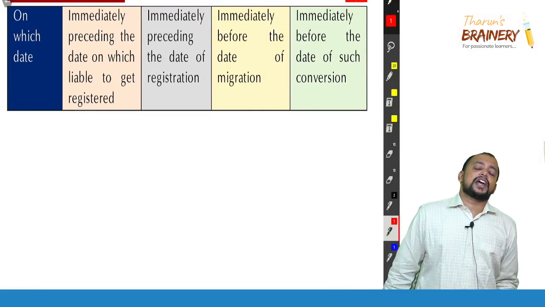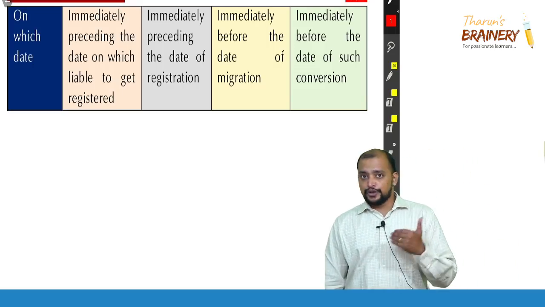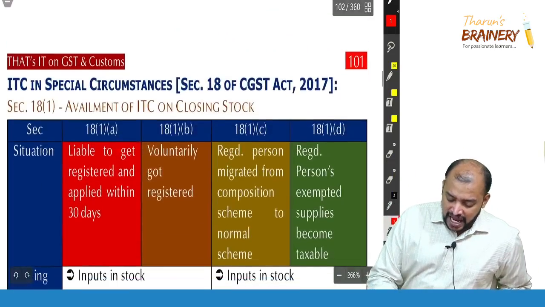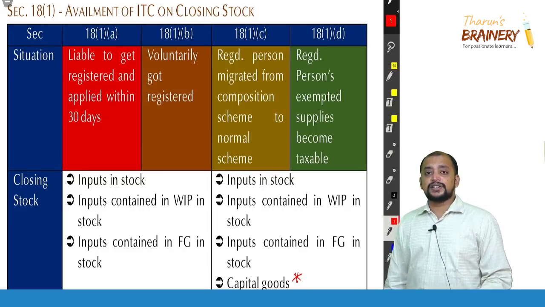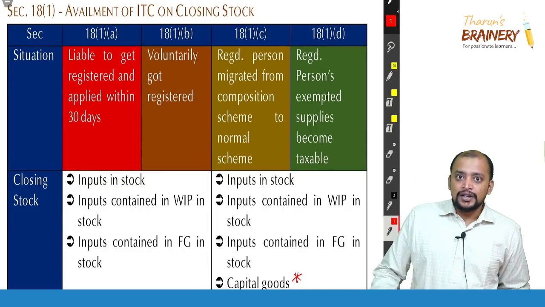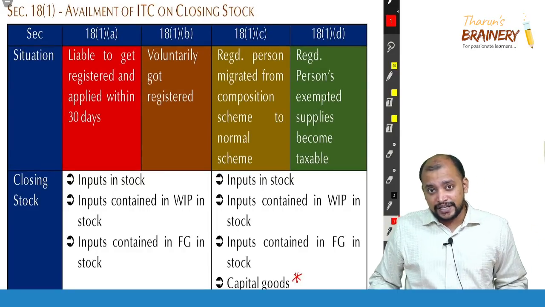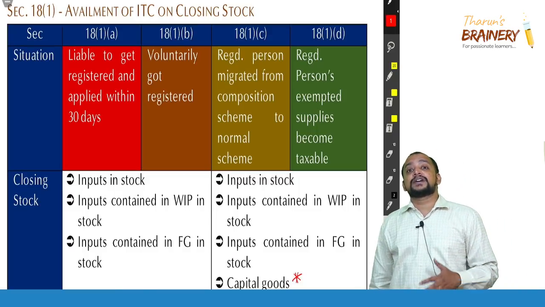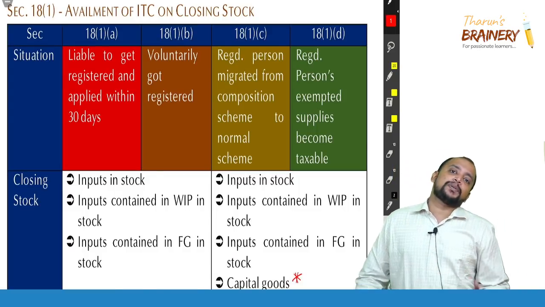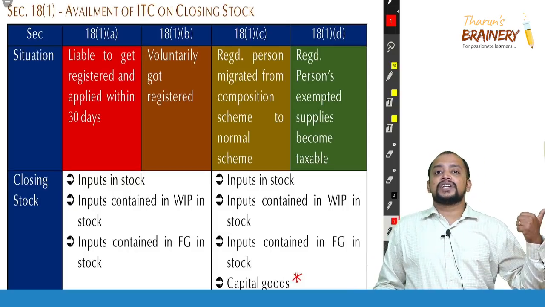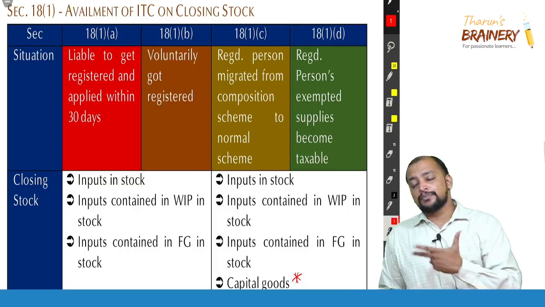Immediately before the date I am going from composition scheme to normal scheme. In the same way, I am a registered person and my outward supplies are exempted, so I would not have taken credit on inward supply. Now my outward supplies become taxable. When my outward supplies become taxable, so much of the GST paid on closing stock can be taken as credit.